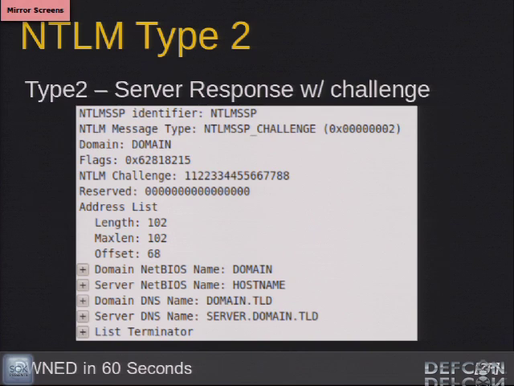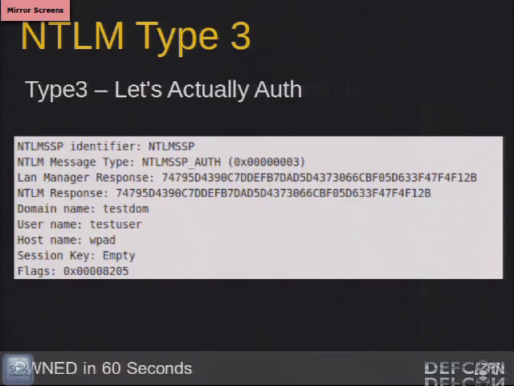So the server responds with a type 2 message saying, all right, here's what I support, here's my domain name, here's my host name, and here's its challenge. Use this challenge to salt your password hash with, so it's unique every time and you can't replay it back over and over and over in the same request. So then the client authenticates with a type 3 message.